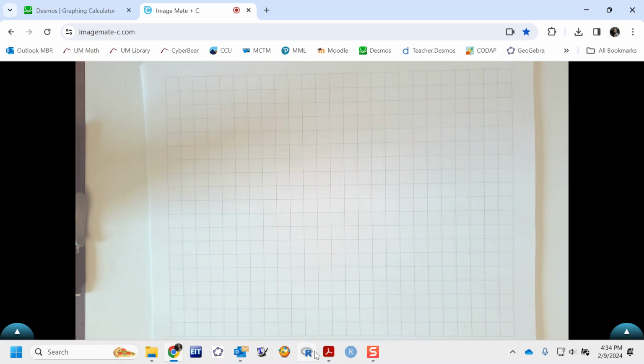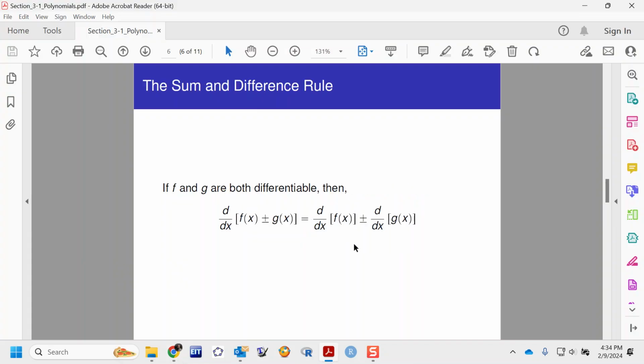Let's go back to here. So it turns out that if you have two differentiable functions and you're adding or subtracting them, you can apply the derivative to the first function and apply the derivative to the second function and just carry the addition or subtraction outside. So one way of saying it is the derivative of a sum is the sum of derivatives, or the derivative of a difference is the difference of the derivatives. Let's go ahead and prove that.